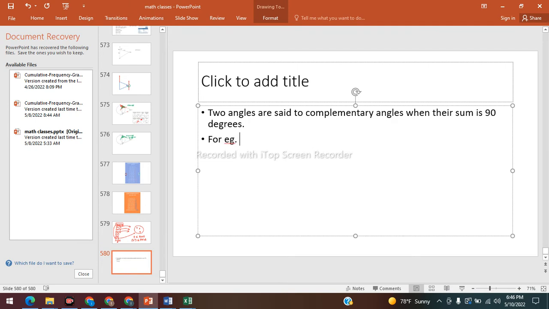For example, let's do something easy. 40 and what?